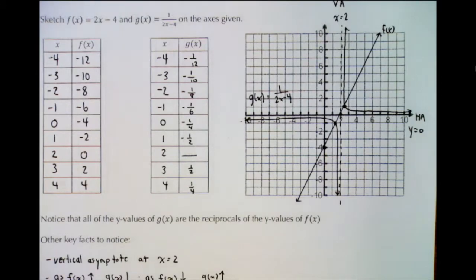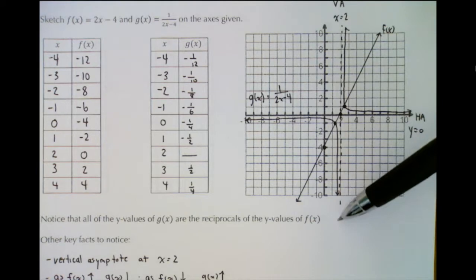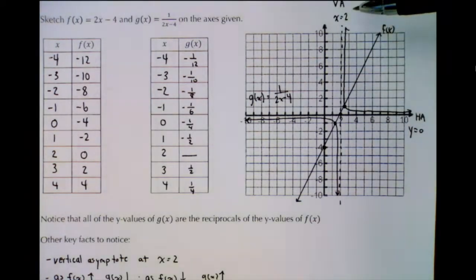So over its entire domain, g of x is decreasing, while f of x is increasing. The only spot where it's not doing anything is at the vertical asymptote, because it does not exist when x equals 2.